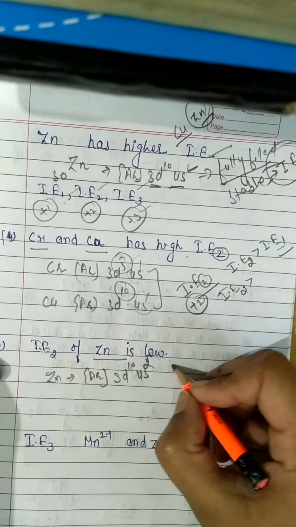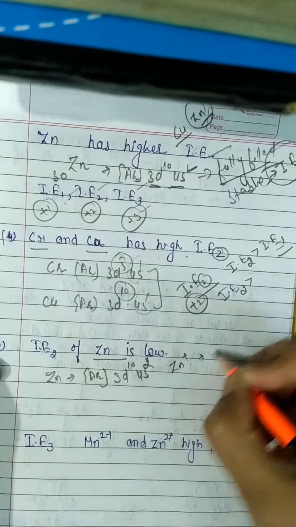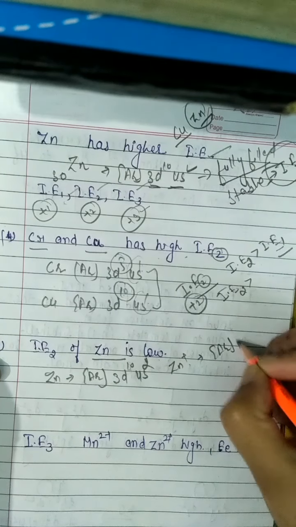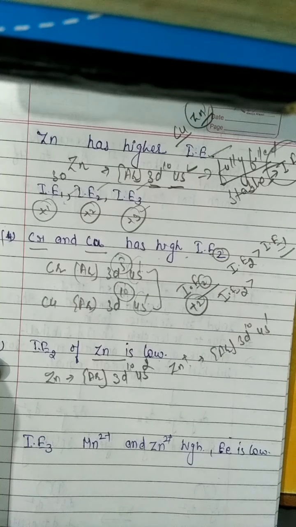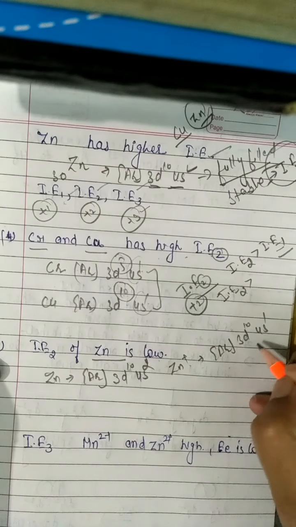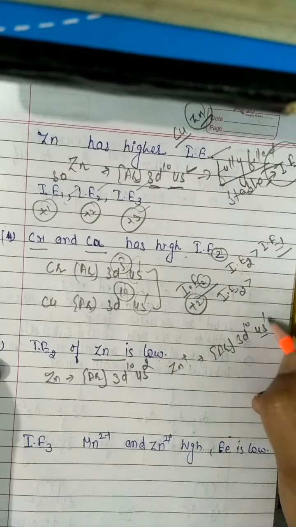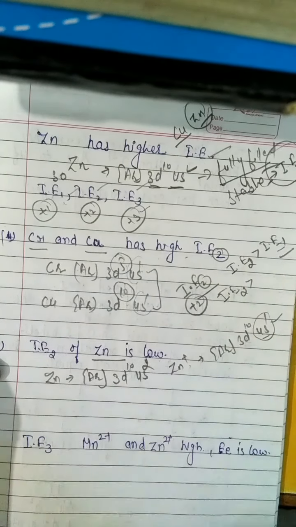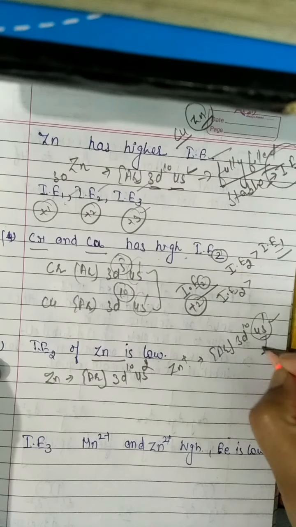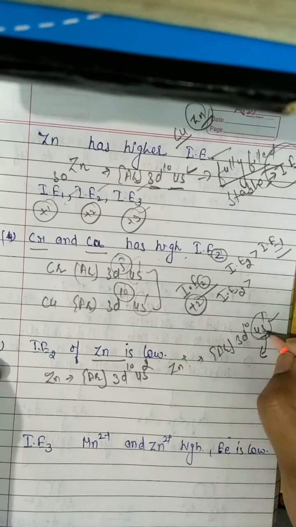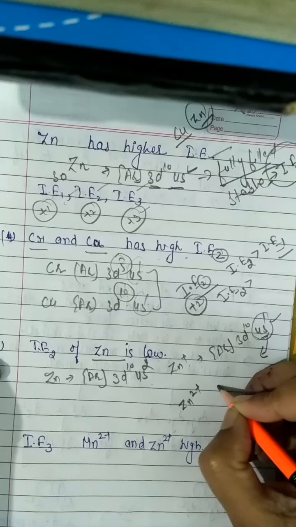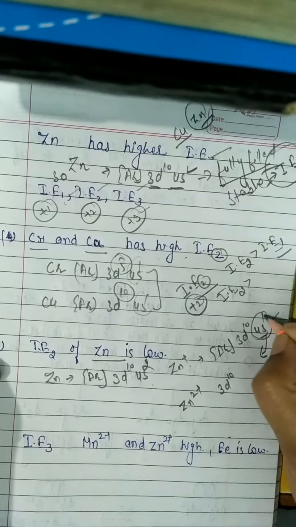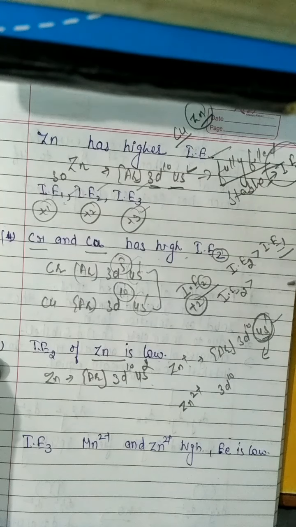If we are removing the 1 electron from Zn+, then it becomes 3d10 4s1. Clear? Now, in that case, in 4s only 1 electron is present, and we can easily remove that 1 electron from the 4s. The 1 we already discussed is removed, that is 3d10. Only in the case of 4s, 1 electron is present.